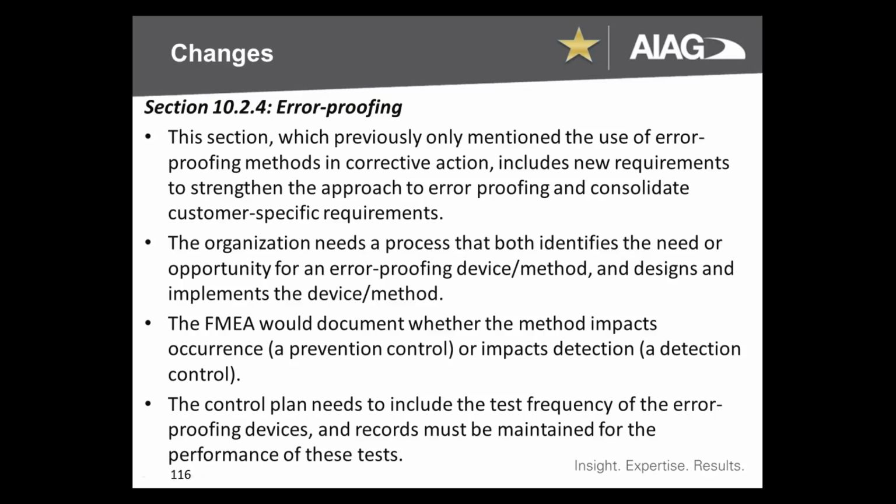10.2.4 is the section on error proofing. The organization has to have a documented process to determine the use of appropriate error proofing methodologies. The error proofing methodology used needs to be documented in the FMEA or your risk analysis, whatever form that takes. And the test frequencies for validating the effectiveness of the error proofing technique have to be documented in the control plan. And this is something that's often missing.